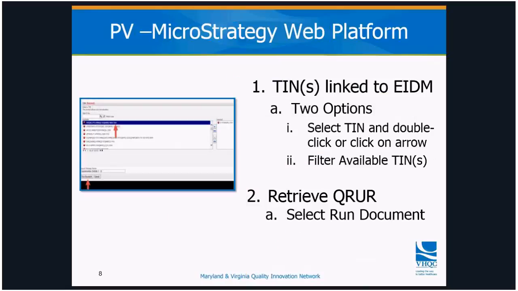You will then be in the MicroStrategy Web Platform and will be able to see the TIN or TINs associated with your EIDM account. As seen before, you will have the choice of how to select the TIN you want on a report. As a reminder, you may only select one TIN each time you attempt to retrieve an annual QRUR. You will now be able to retrieve your report. You will need to select Run Document. Please remember that it may take several seconds for the system to generate your report. Once the report generates, you will have successfully accessed the QRUR for your practice.